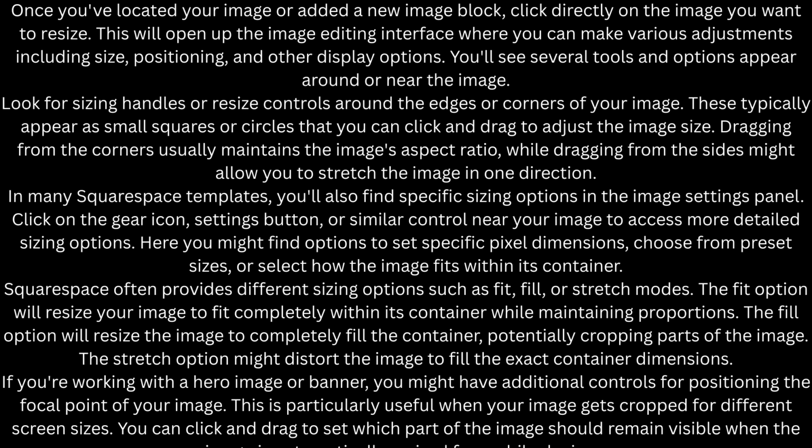In many Squarespace templates, you'll also find specific sizing options in the Image Settings panel. Click on the gear icon, Settings button, or similar control near your image to access more detailed sizing options. Here you might find options to set specific pixel dimensions, choose from preset sizes, or select how the image fits within its container. Squarespace often provides different sizing options, such as fit, fill, or stretch modes.